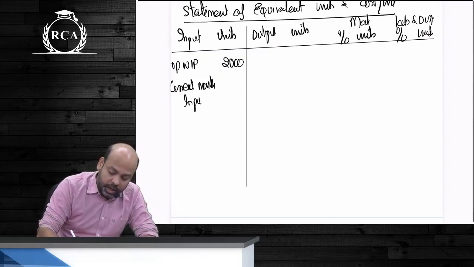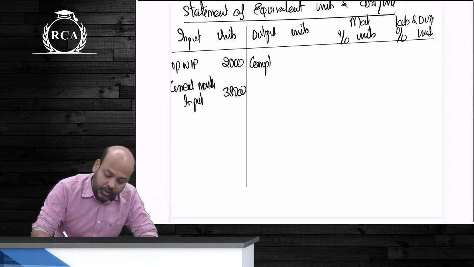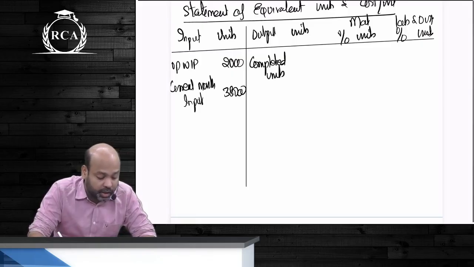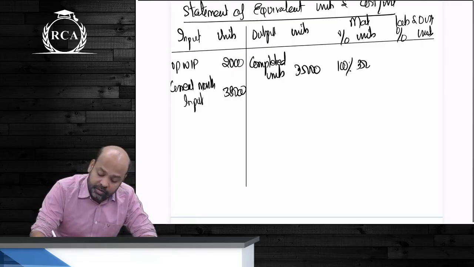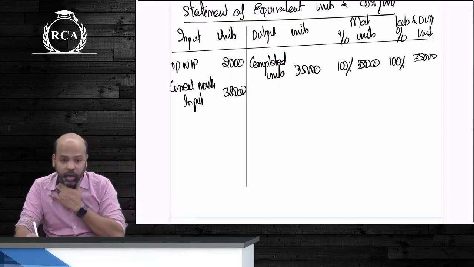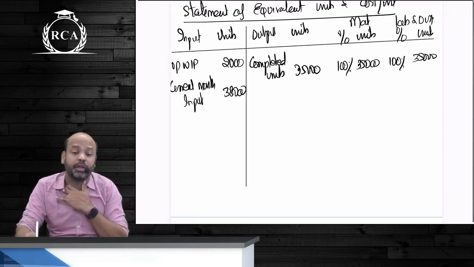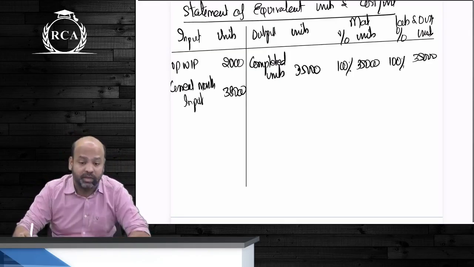38,000. Under the weighted average method, guys, when you write completed units, there's absolutely no need to divide them into opening work in progress and current month input. You will directly write 35,000 and take everything at 100%. But sir, we never performed 100% work in the current month. Do not worry. We are computing average cost per unit. We are also including the work that was performed in the previous month. This is how you present in the examination.